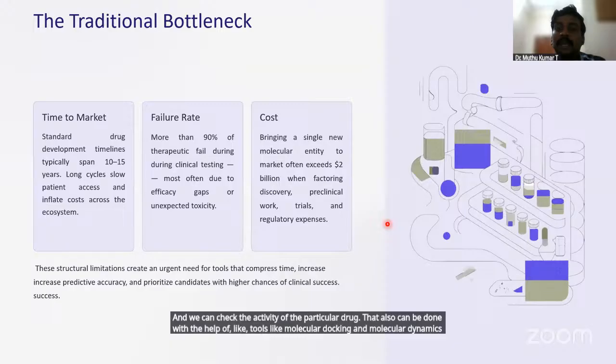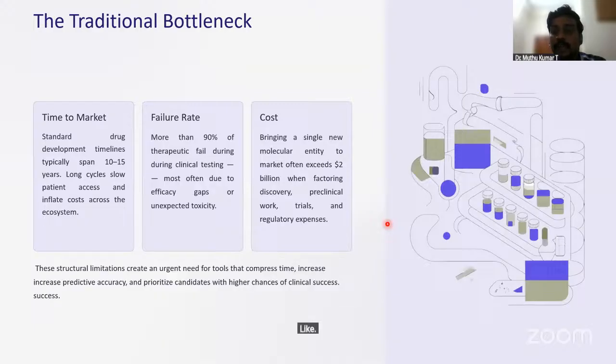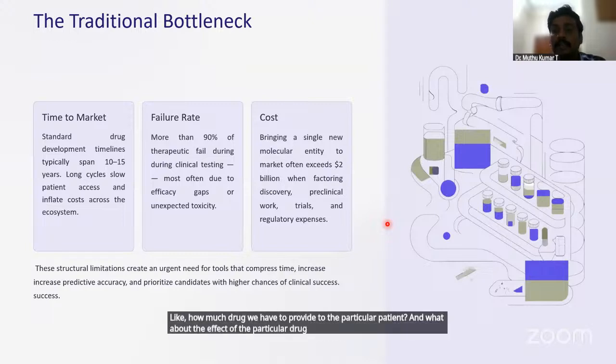So if you want to predict the activity, I hope you may have heard about the IC50, minimum inhibitory concentration, like how much drug we have to provide to the particular patient and what about the effect of the particular drug. So that also can be done in the computer itself without going for the actual testing. So these three major drawbacks were there in the earlier days.